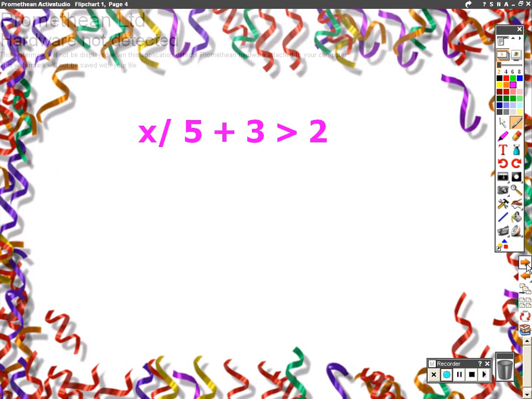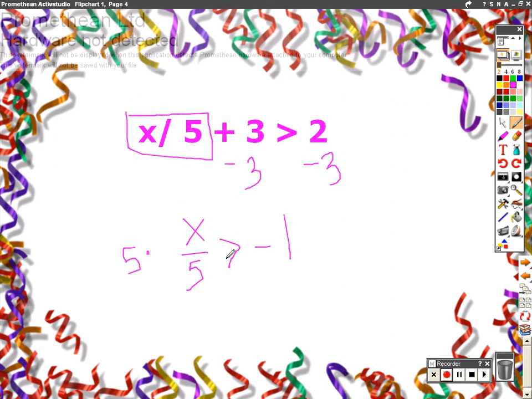All right, 2 more practice ones. Here we go. Throwing this one in to make sure we remember what to do. Okay, to get rid of +3, I'm going to subtract 3 from both sides. And I have x divided by 5 is greater than -1. To get rid of division, I'm going to multiply by 5. This time the negative is over here. It's not with the variable, so I don't have to worry about flipping my symbol. It's going to be x is greater than -5.